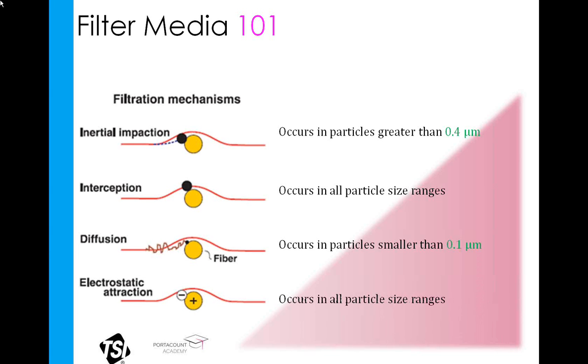The fourth and final filtration mechanism is called electrostatic attraction. This is a fairly new method and doesn't exist on all respirators, but the idea is that by placing a small electrical charge on the respirator, obviously not one strong enough for anyone to feel, particles of an opposite charge will be attracted to the filter media and removed from the airstream.